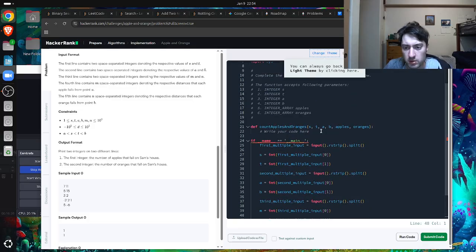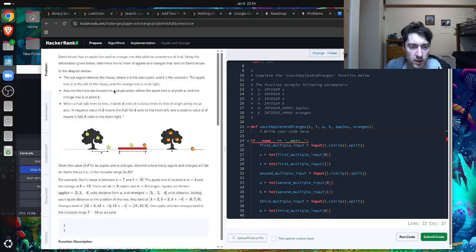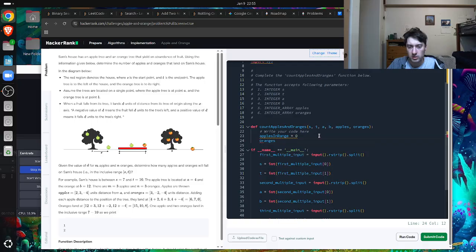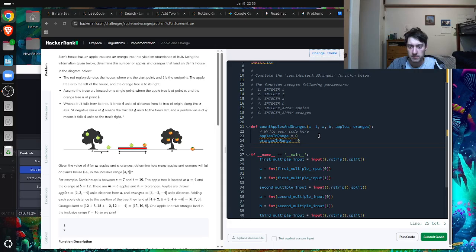Okay, so I'm gonna come here and we want to find, we're given S and T, and then we're given A and B. So now I am going to say apples in range equals 0, oranges in range is equal to 0. For apples, for apple in apples.